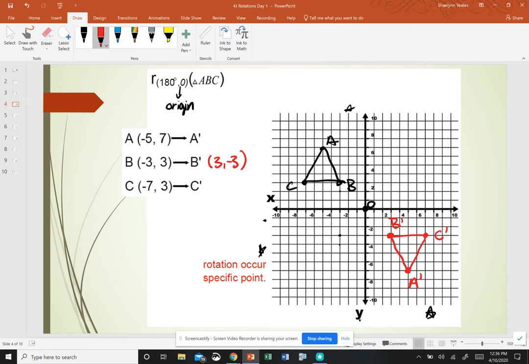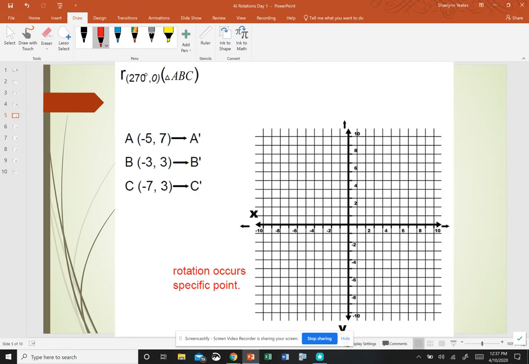Okay, all we did was take our triangle, rotate it once, rotate it again, and we ended up over here. Literally upside down. It's kind of cool. So A went from negative 5, 7 to 5, negative 7. And C went from negative 7, 3 to positive 7, negative 3. That's interesting. All my points flip-flopped. Weird. All right, let's look at 270 degrees.